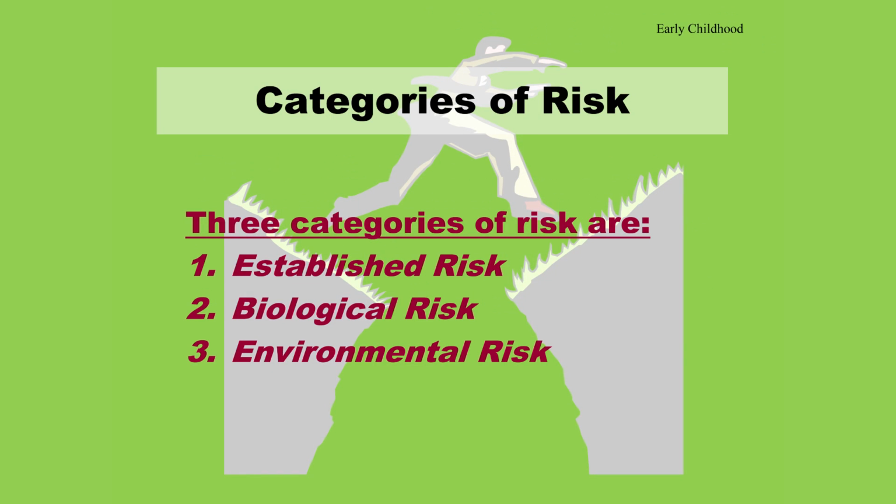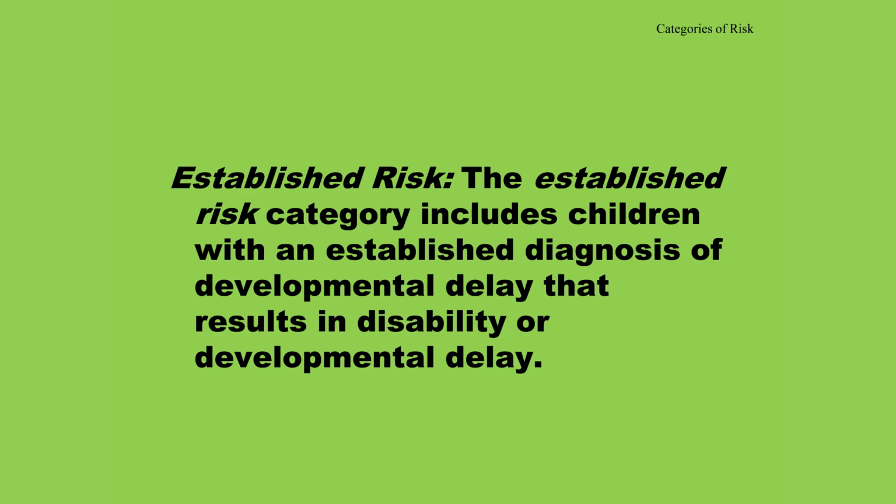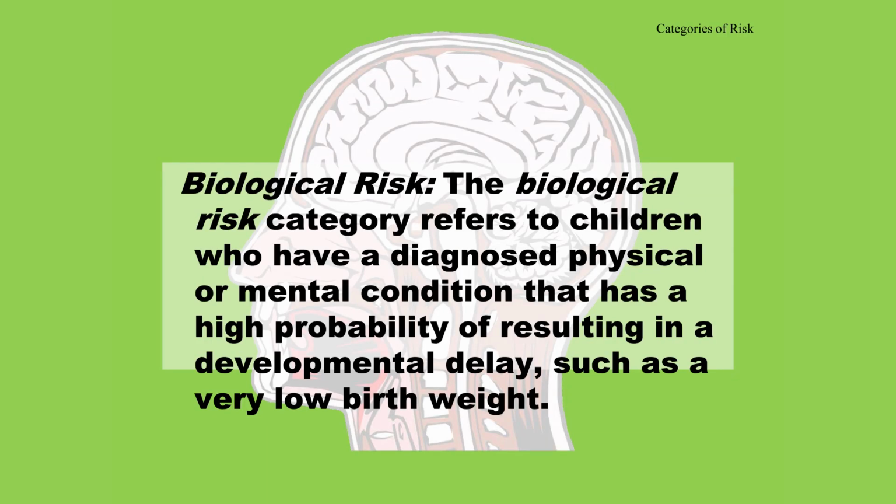Now, there are 3 different categories of risk, and here they are: established risk, biological risk, and environmental risk. And let's look at those. Established risk is those that have an established diagnosis of developmental delay or have results in disability or developmental delay. So established risk are the kids that we test, and we know for sure that those kids have a delay or a disability, and so therefore we've established that they're at risk, and we're going to give them services.